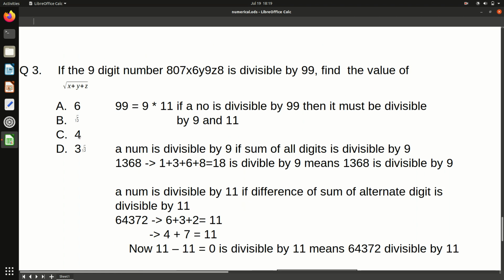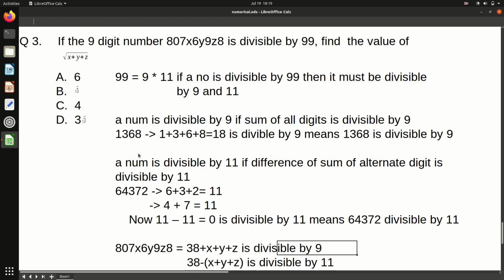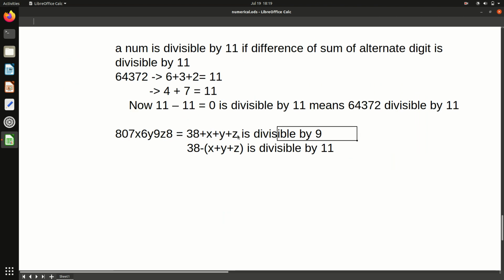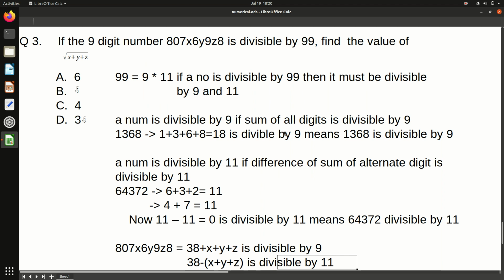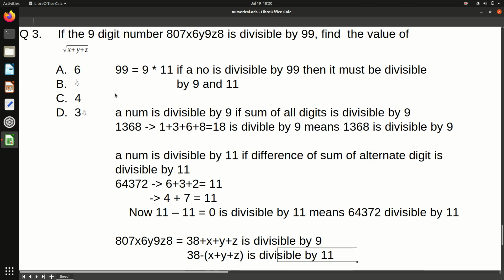Now we will put 4 square, 16. So x plus y plus z is 16. We will put it here. So 38 plus 16, which is 54, which is divisible by 9. So it means it could be our answer. Now we will put it in the second equation. So 38 minus 16, which is 22, which is also divisible by 11. So it satisfies both equations. It means this will be our answer.